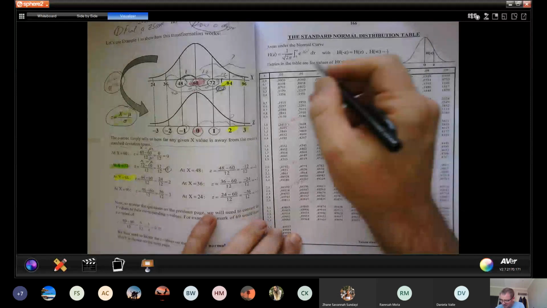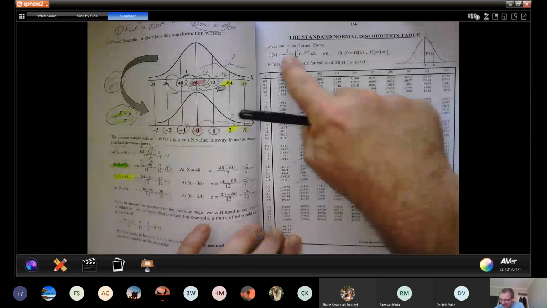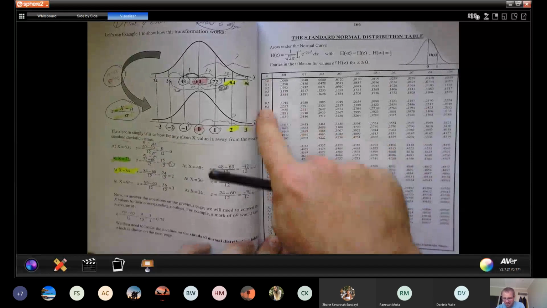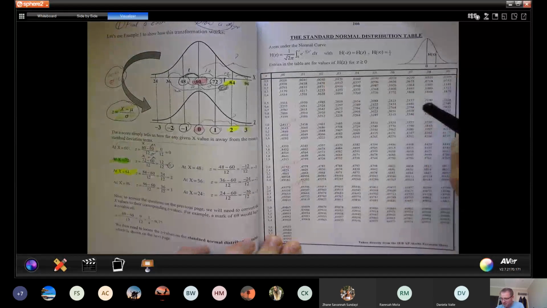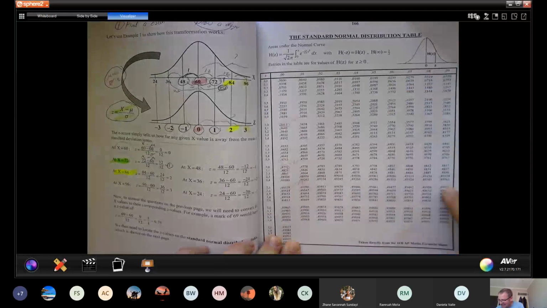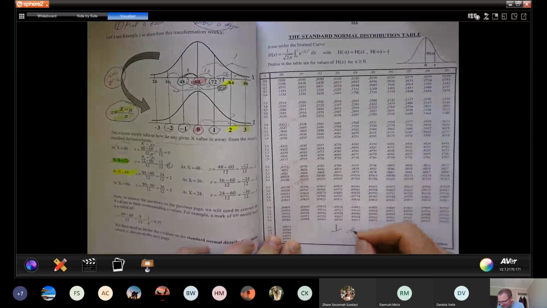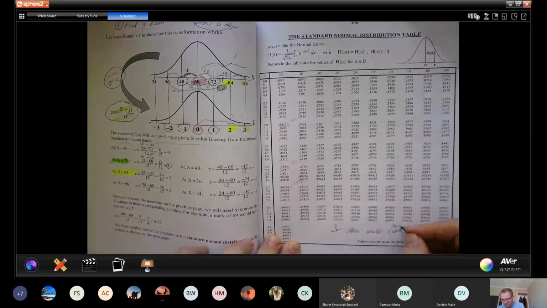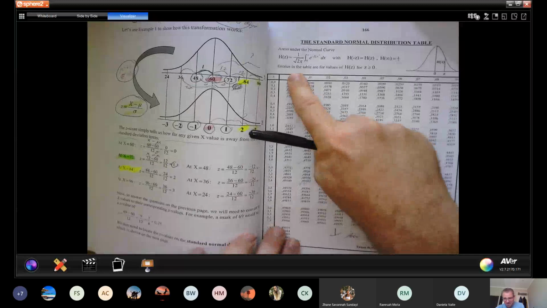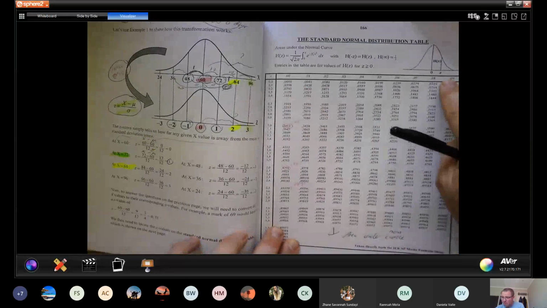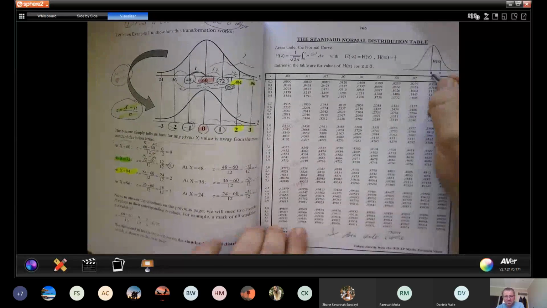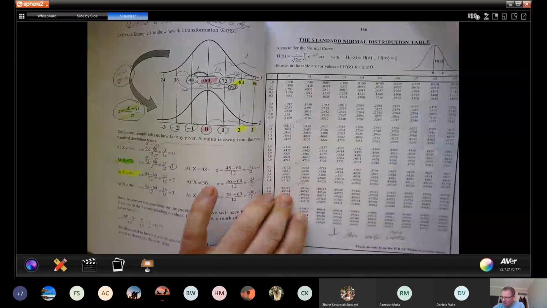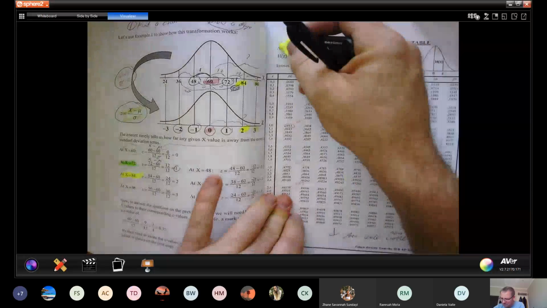These things over here on the side, if you want to highlight them, those are your z-scores, all these numbers on the side. What these things are inside the main blocks is your area under the curve, under your normal curve. So these things are your areas for your standard normal distribution. In other words, what this is saying to you is this is a table of areas under the normal curve.